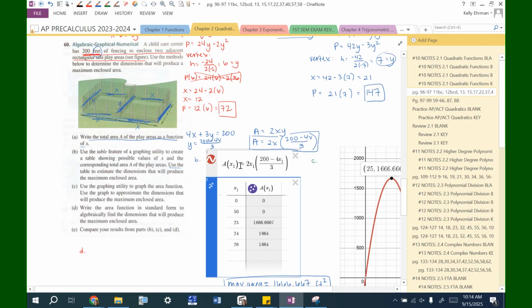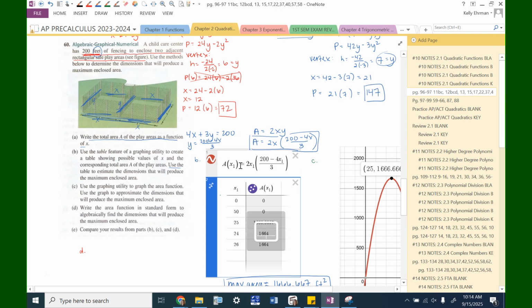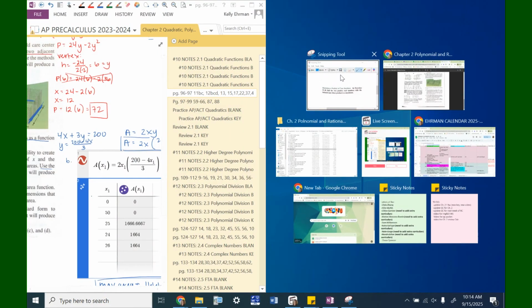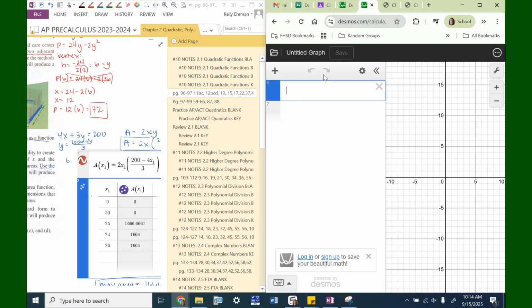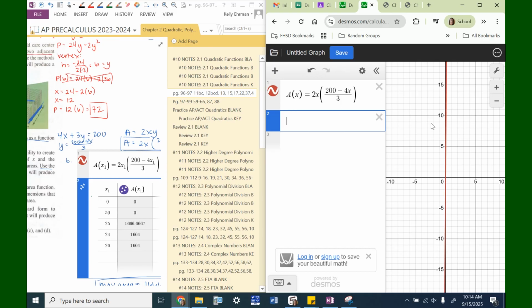So then use the table feature of the graphing utility to create a table showing the possible values of x and corresponding to the total area. Use the table to estimate the dimensions that will produce the maximum. Okay, now I left my work up here, but I will go ahead and do it with you. This is a little bit silly. I don't love when they ask us to make a table to do something, but just in case we would need to. Now, I have my function written as A of x equals 2x times the fraction 200 minus 4x over 3. That's fine. I would use the graph if I'm using a graphing utility, but they want me to make a table, so I'm going to make a table.